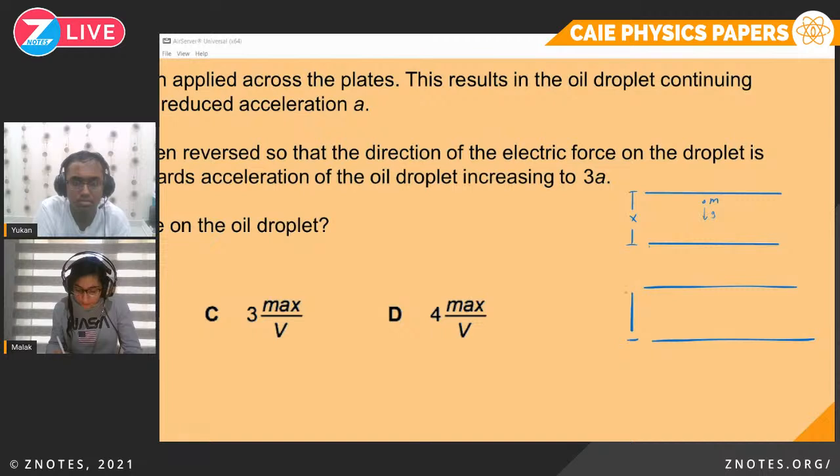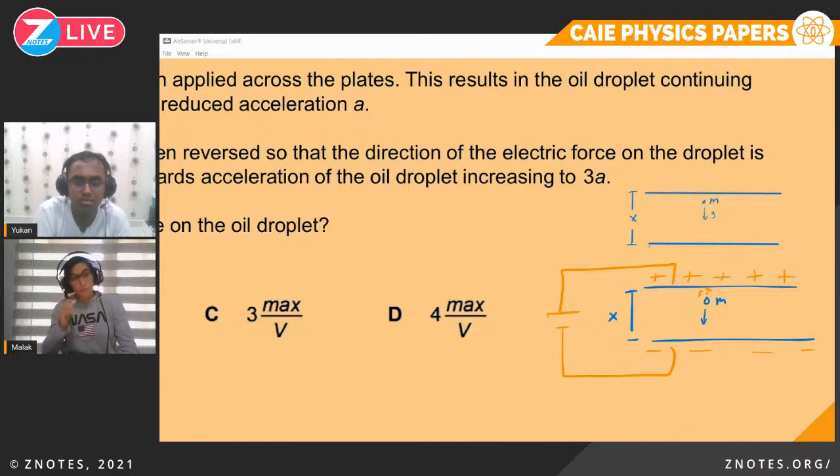Same distance, x, right? But this time, the downwards acceleration is g, and there's also an upwards force F, because this time there is a field here. This here will be positive, this here will be negative, and this is a negatively charged drop, so it would be going upwards. So the acceleration is a, which is less than g.